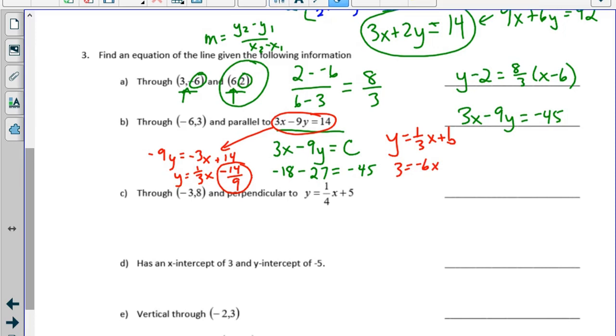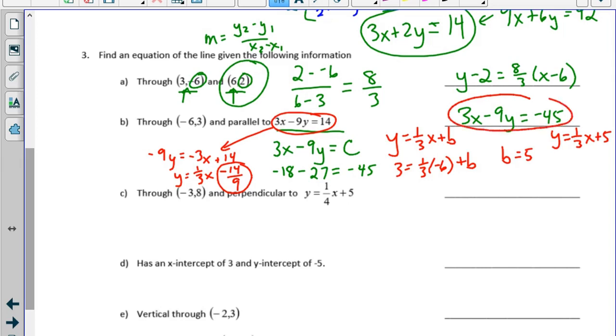I'm sorry, substitute in these values and figure out what the y-intercept is going to be. So I substitute in -6 and 3, and I end up with 3 equals -2 plus b, so b equals 5. So I could also write this as y equals 1/3 x plus 5, which if I solved this, I would end up getting that exact same thing.